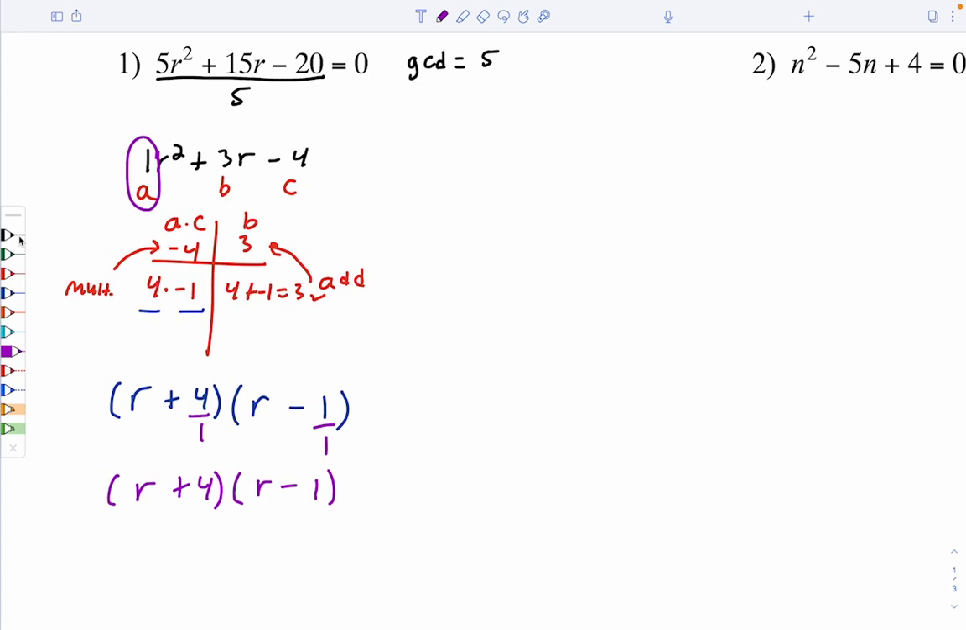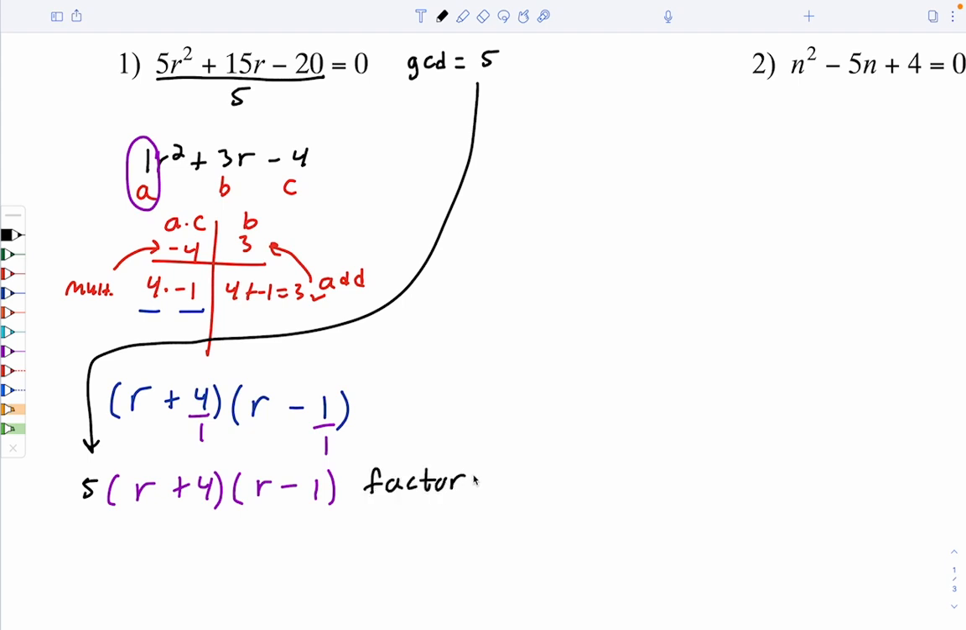Now, the last step of factoring is to put the GCD in front. So I'm going to put my GCD in front, and these are called our factors.